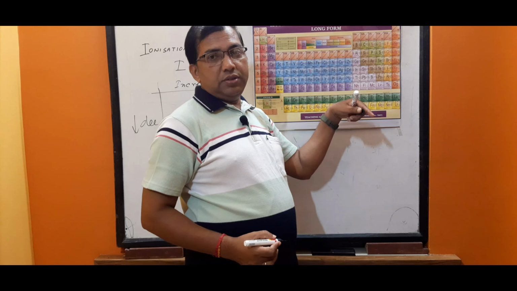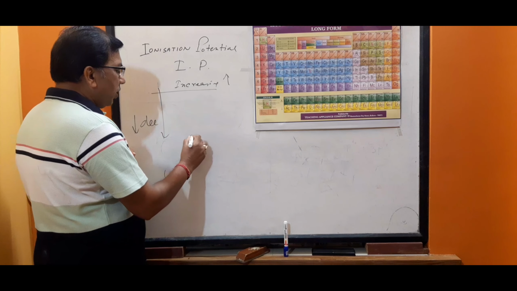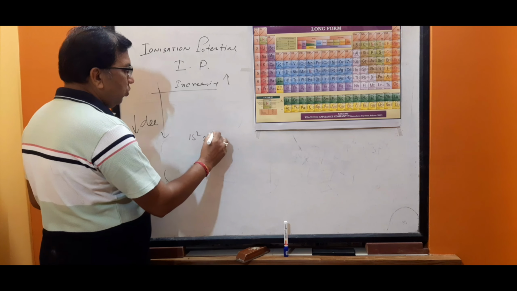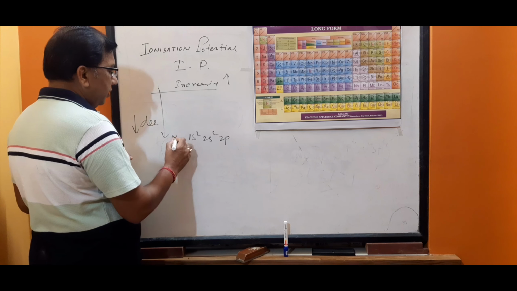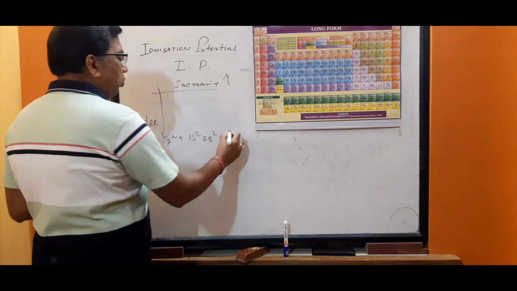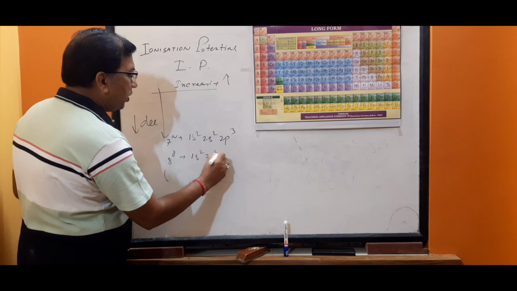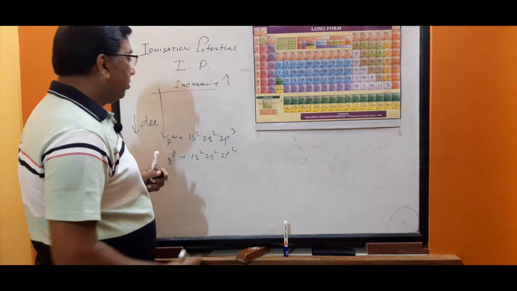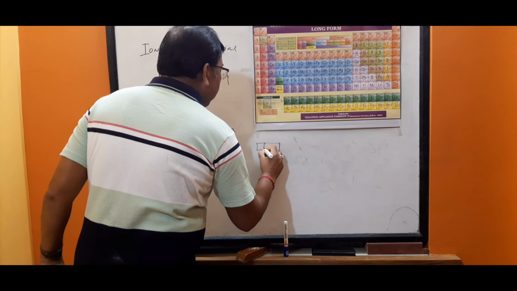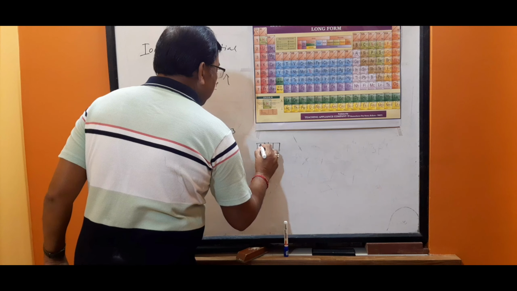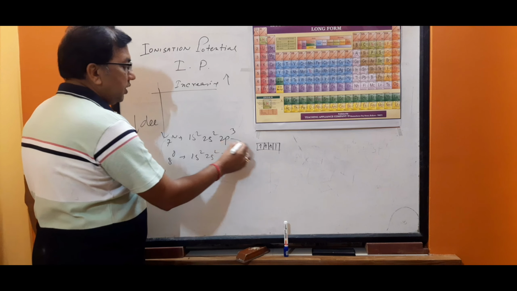Nitrogen is greater than oxygen. See an example: nitrogen is 1s2, 2s2, 2p3, since nitrogen has atomic number 7. Oxygen, 8, is 1s2, 2s2, 2p4. Nitrogen has 3 electrons in the p subshell, 1, 2, 3, so it is half filled in the case of nitrogen.